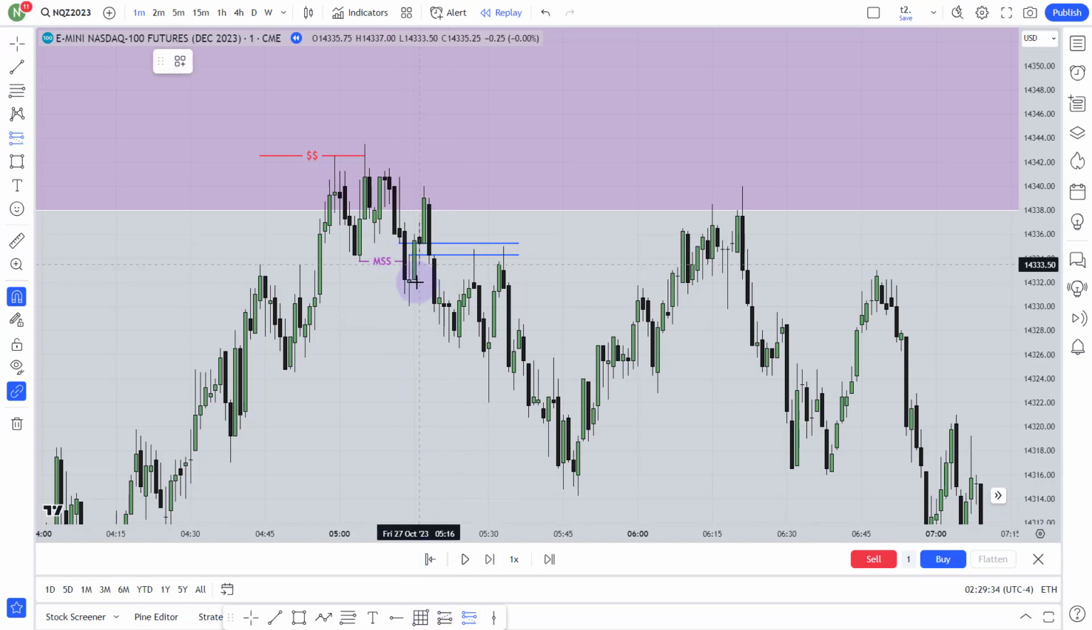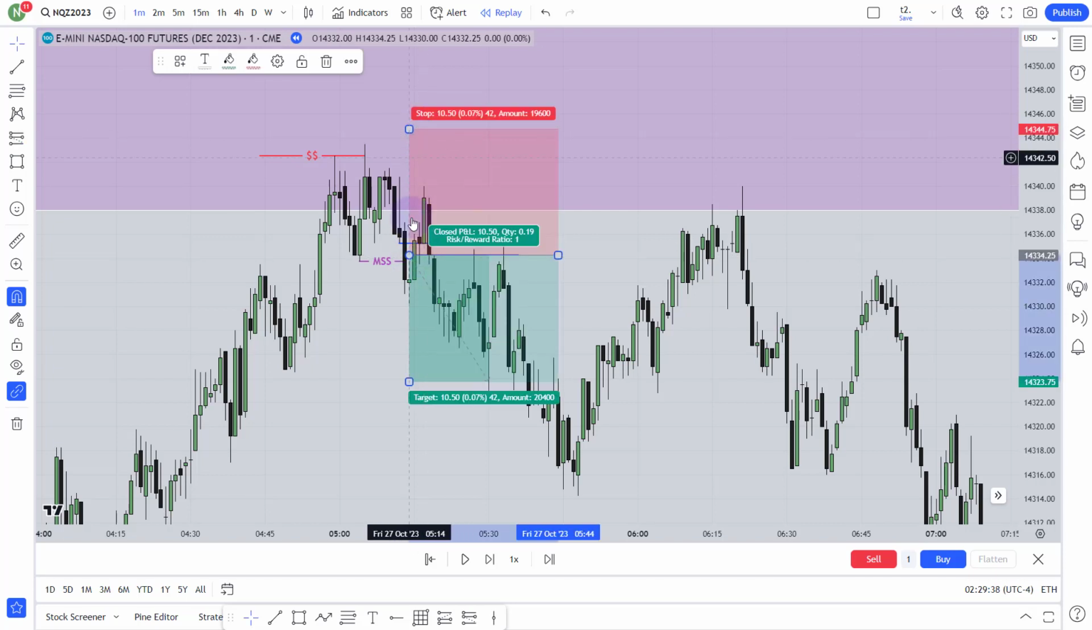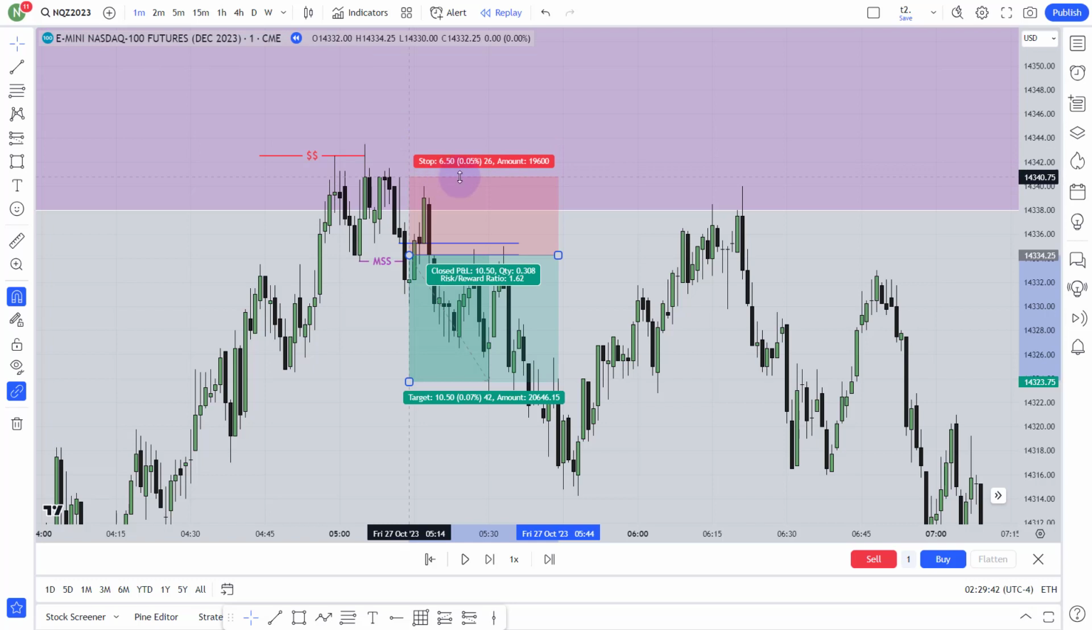When I got this market structure shift after taking the buy side liquidity, I will take my entry over there, and my stop loss will be just above the swing high. Okay, so that is my swing high. And if you want to put it above this high, that is also acceptable. I mean this high, that is also acceptable.